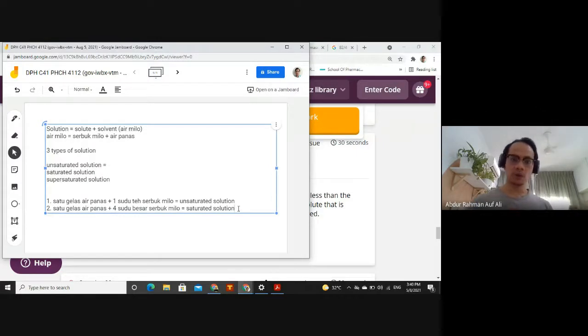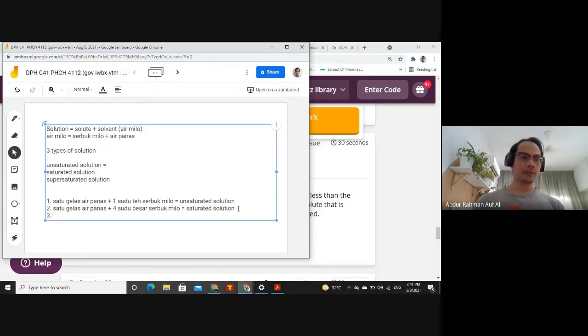So, itu maksud saturated solution. The solution has too much solute. Okay, sampai the solvent cannot dissolve the solute anymore. Okay, so itu maksud saturated solution. The solute present is too much. And that brings us to our last type of solution, iaitu supersaturated solution.